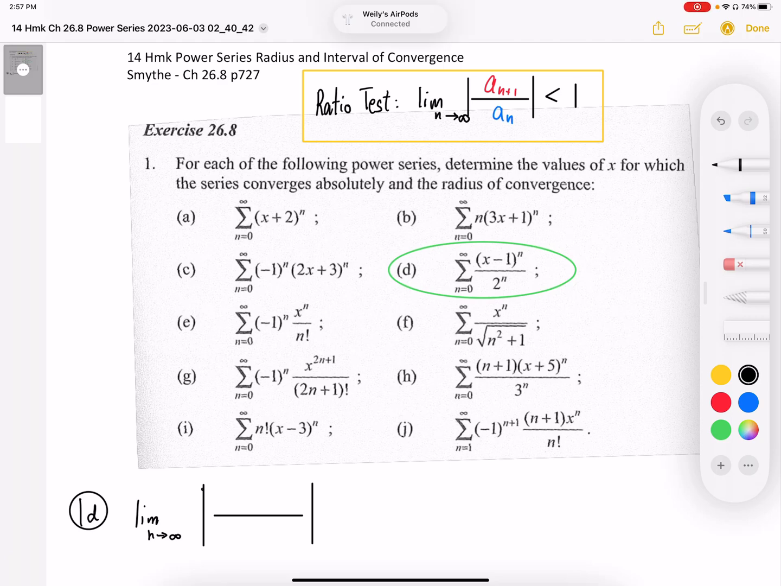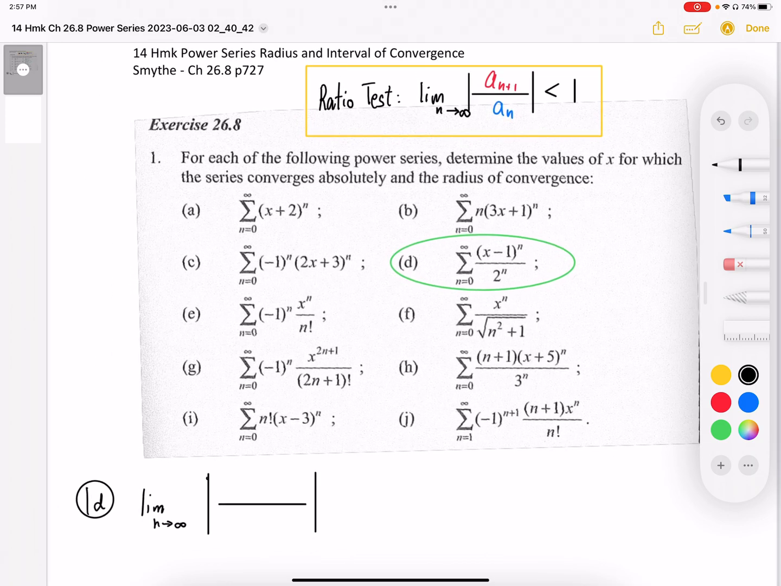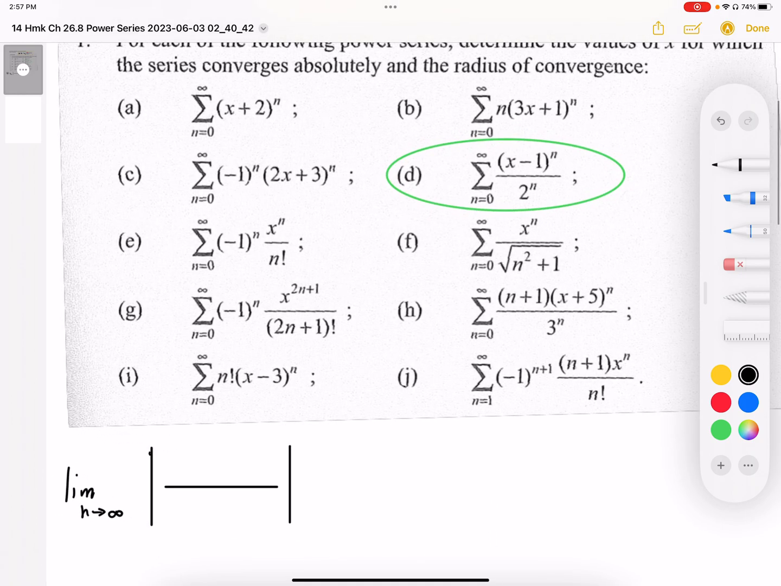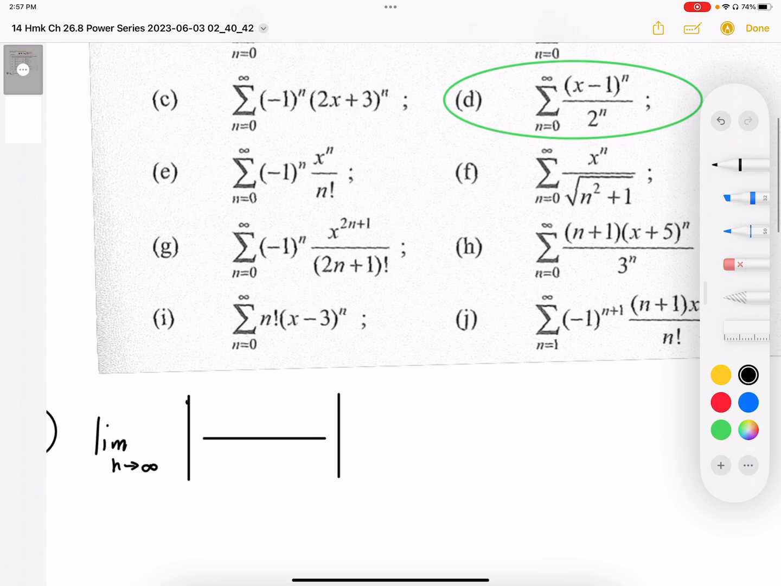We're going to do the ratio test for question 1D. So in the numerator, we're going to have a_{n+1}, and the denominator is a_n. Putting in the numerator a_{n+1}, we have (x-1) to the power n, so that becomes (x-1) to the power n+1. In the denominator, we have 2 to the power n+1.